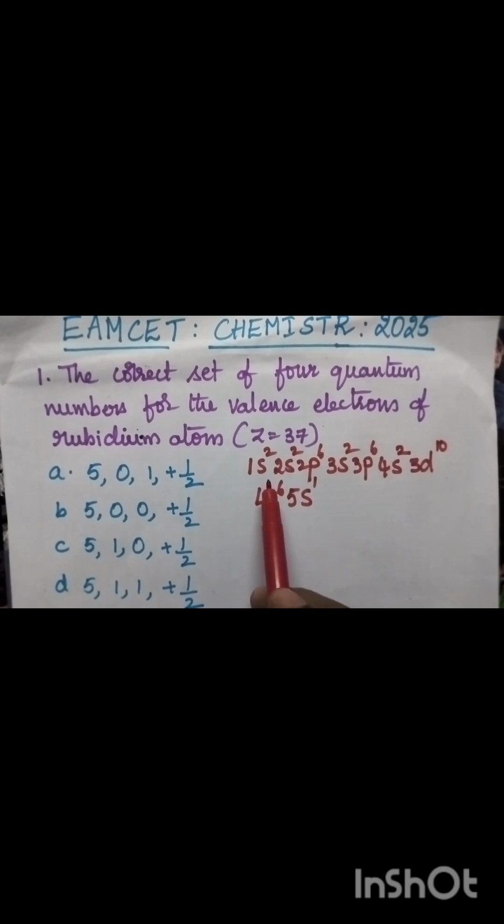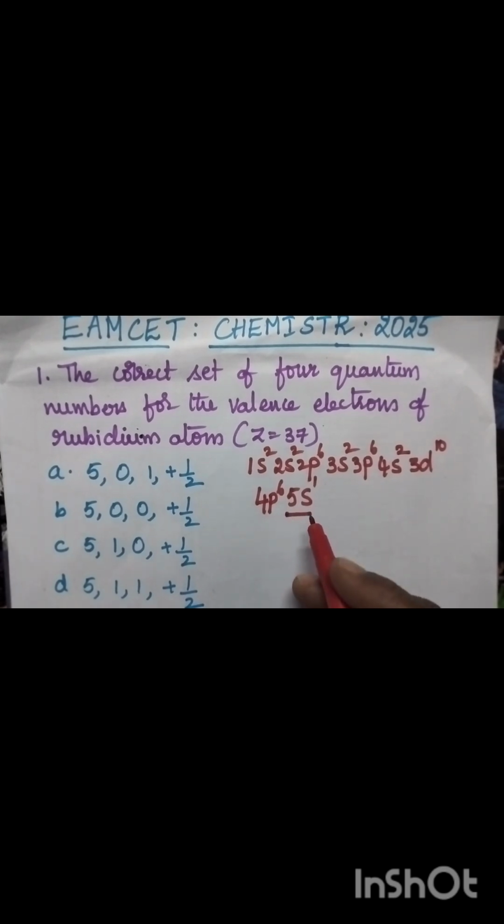So here the configuration is 1s2, 2s2, 2p6, 3s2, 3p6, 4s2, 3d10, 4p6 and 5s1. So 5s1 is the valence electron. So let us write 4 quantum number values for 5s1 electron. So n is the principal quantum number, so it is equal to 5. L, it is s orbital. For s orbital L equal to 0.